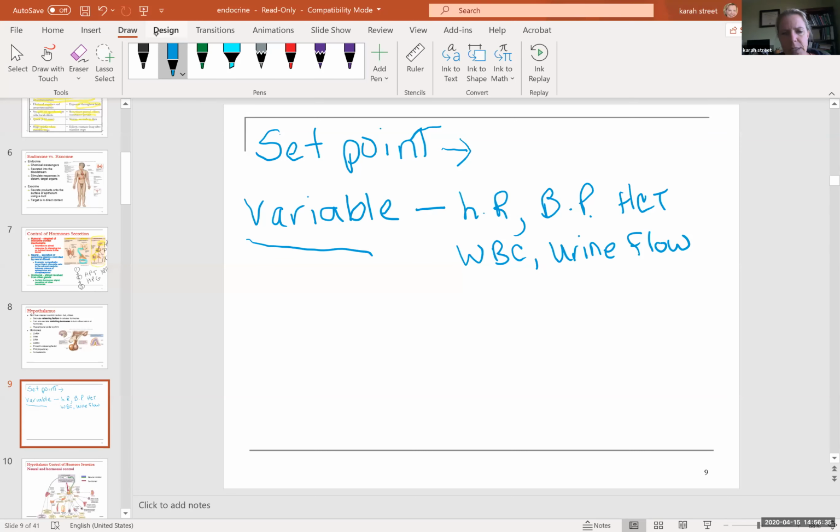So set point is a fancier way of saying normal range. In physiology, we don't say normal range, we say set point. But it's basically, they are synonyms. Set point makes a student think that there is one value that is okay. It really is a set range. It's an acceptable range. So we look at all of your variables and we assess if they are in an acceptable range, set point.